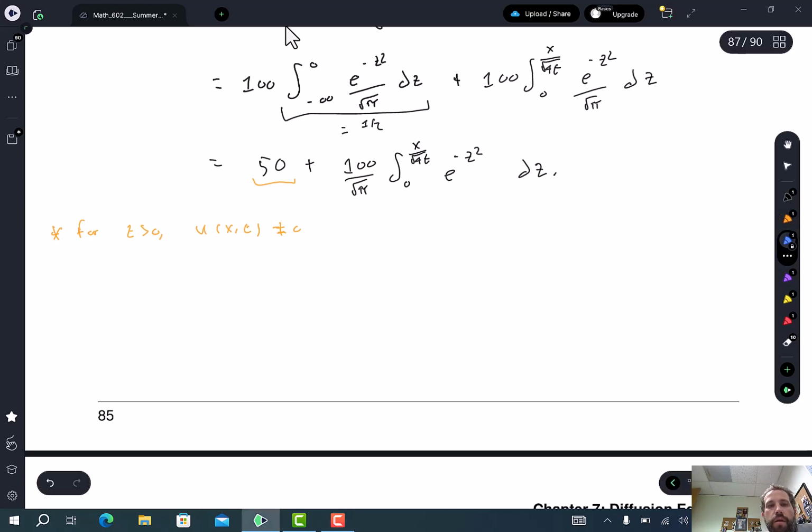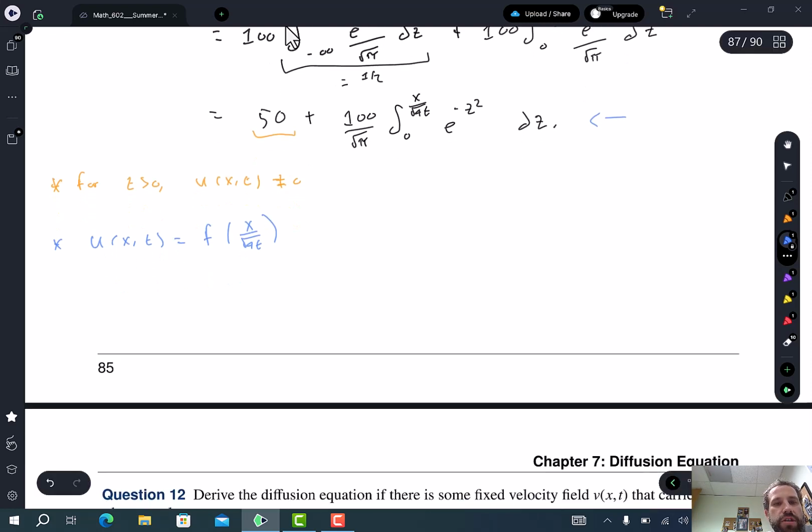The other thing that I want to point out is that, for the solution u of x,t, the only way that the variables x and t come into play is with the ratio x over the square root of 4t. So what this tells us is that u of x,t is some unknown function of x over the square root of 4t. Okay, so now what we can do is take this and plug it into the PDE. Let's see what happens when we take our expression and plug it into the PDE.